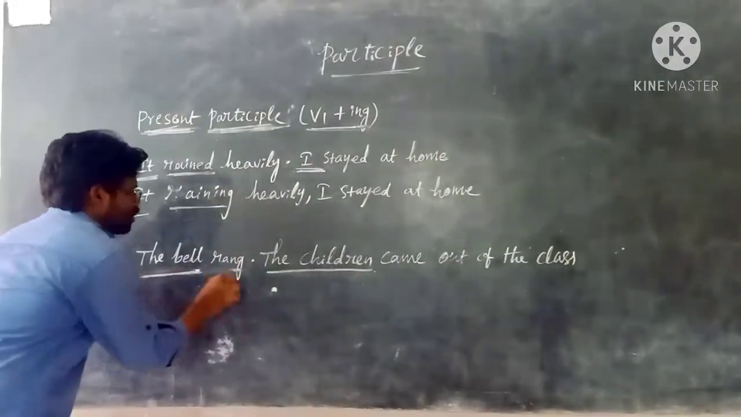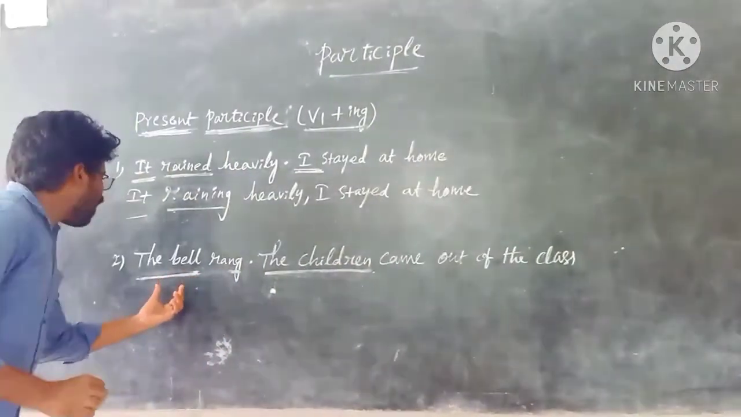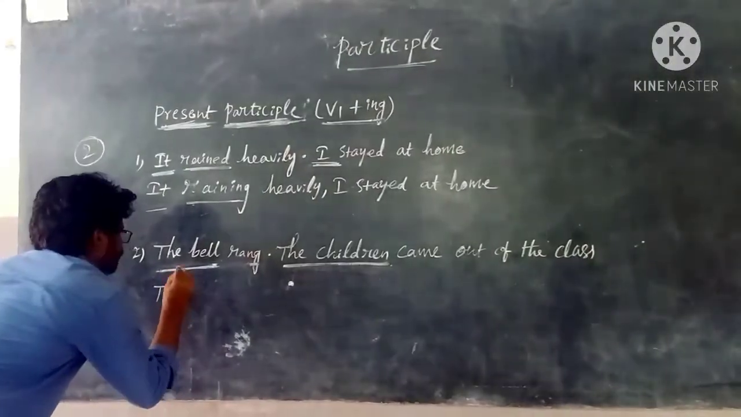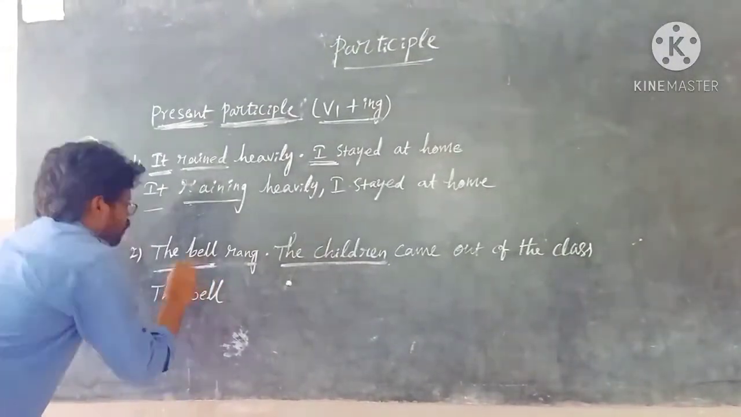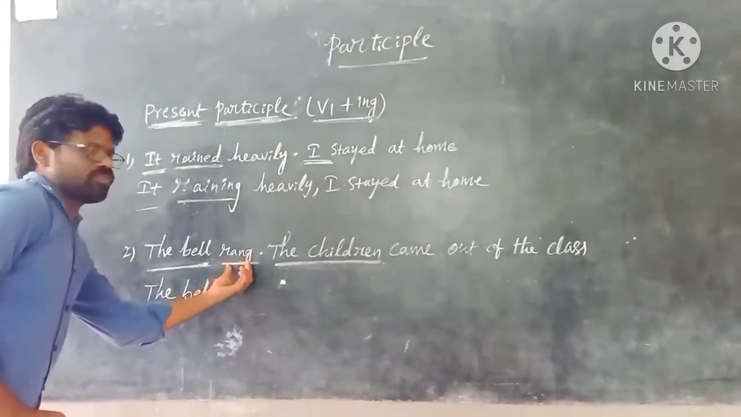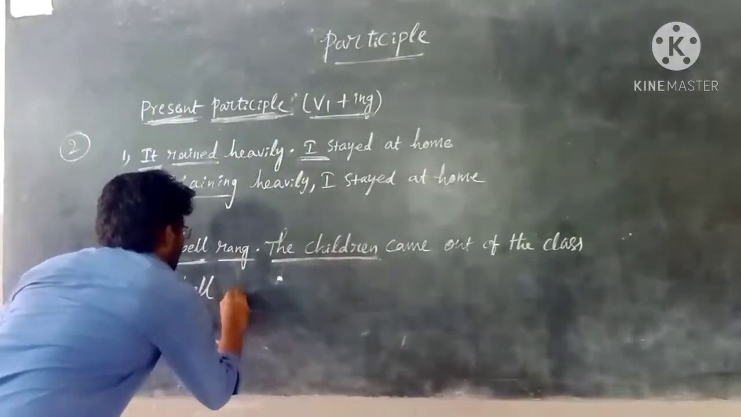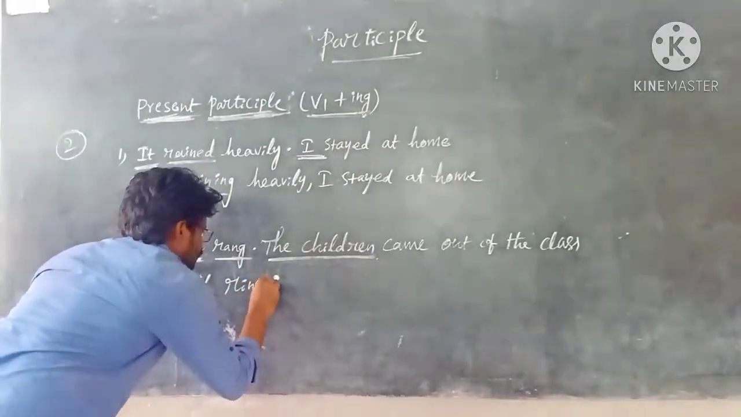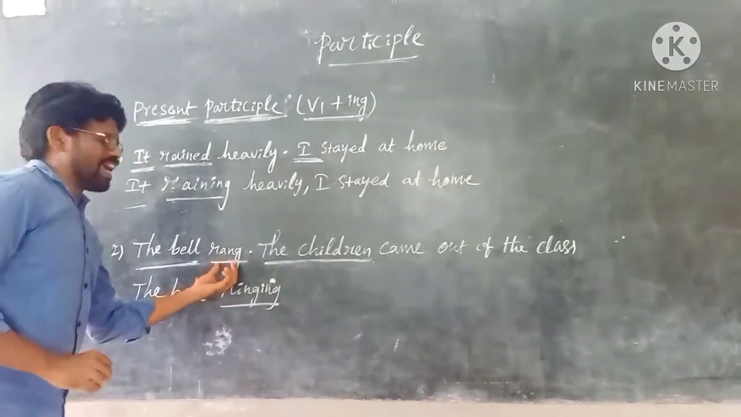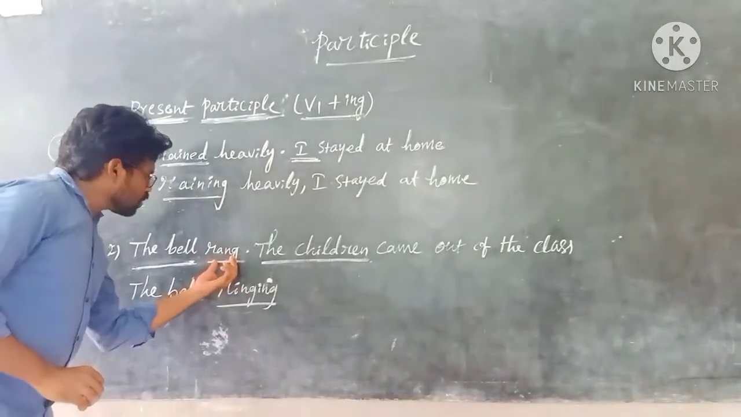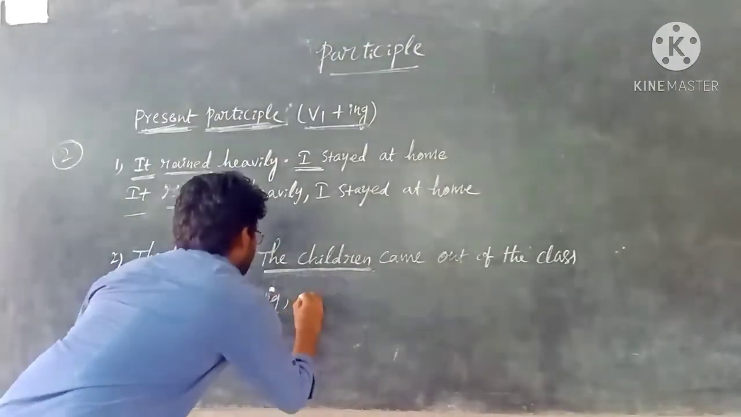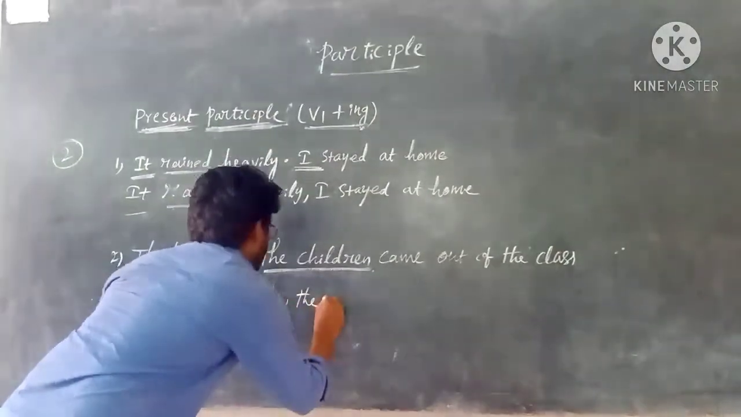Here we can observe different subjects. That's why we should start the sentence with the subject, the bell. What is the verb? Rang. What is the present participle for rang? Ringing. Ringing is the present participle for rang. That's why we have to write ringing. Place a comma. We have to start with small letter.